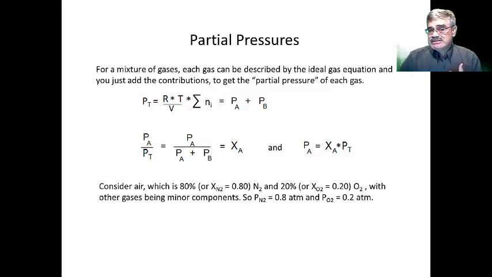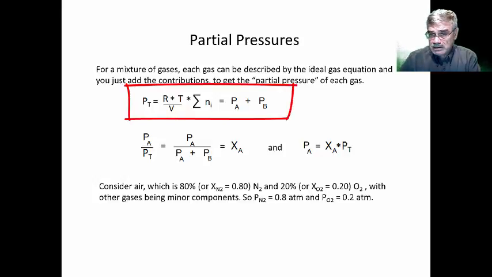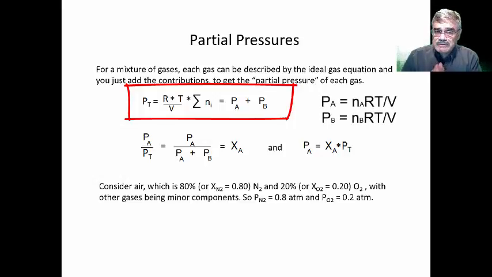So we could say, for example, if there are 2 components, A and B, 2 gas components in a mixture, that the total pressure, PT, T for total, is equal to the sum of PA plus PB. Okay, nothing complicated so far. And for each of the component gases, such as the pressure of gas A, that can be described by the ideal gas equation. So we can say that the pressure of A is equal to R times T times the number of moles of A divided by volume.